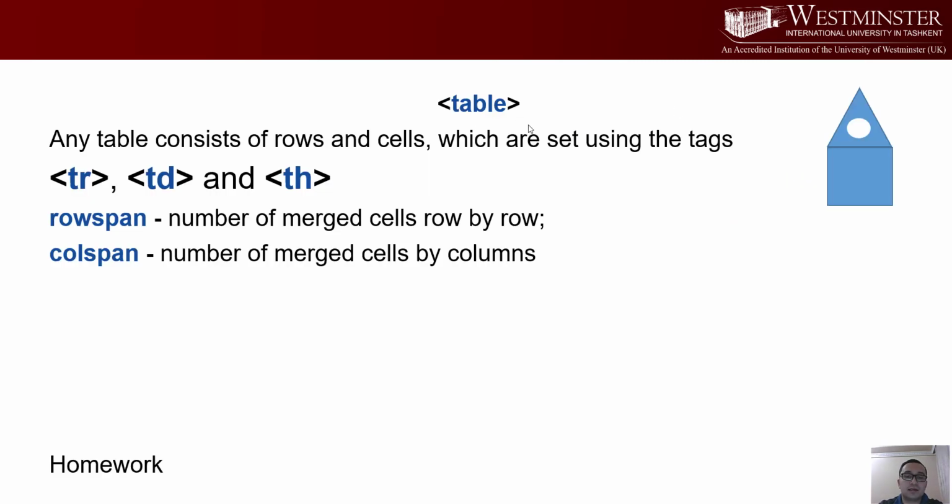Next we have the table tag. Any table consists of rows and cells which are set using the tags tr, td, and th. We have some other attributes including rowspan, which is the number of merged cells row by row, and we have colspan, the number of merged cells by columns. TR stands for table row, TD stands for table data, and TH stands for table heading.